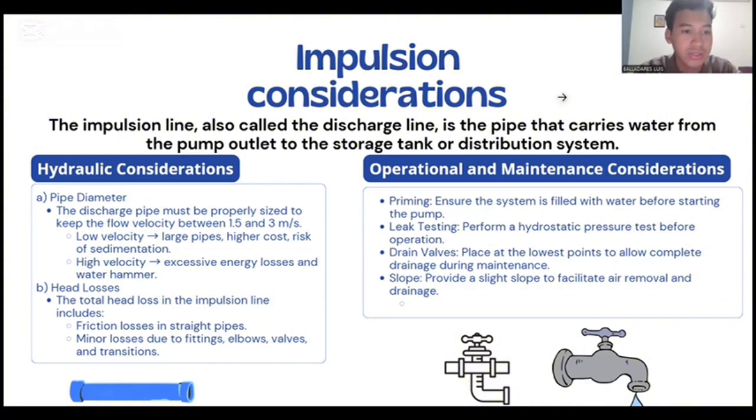Also, in hydraulic considerations, we need to see the head losses. That is, the total head loss in the pushing line includes friction losses and minor losses from fittings, elbows, valves, and transitions. Then we have the operational and maintenance considerations, such as priming, which ensures the system is filled with water before starting the pump.